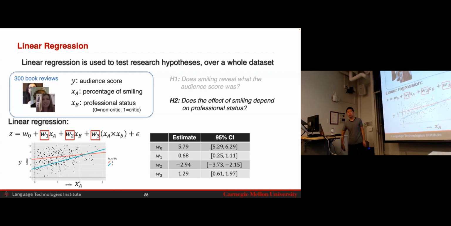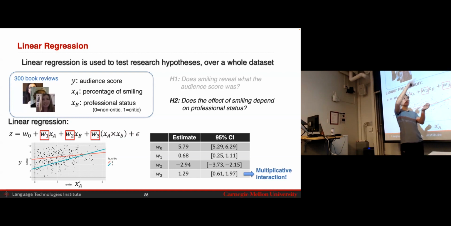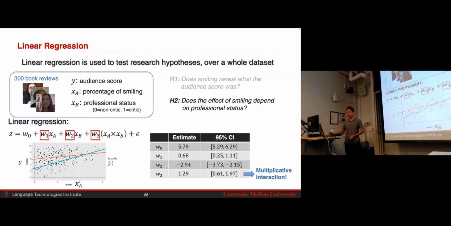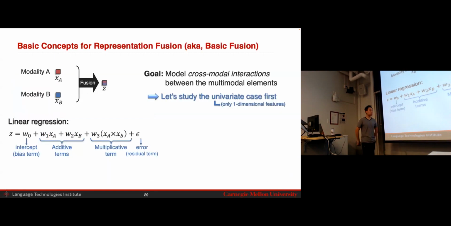And this multiplicative effect therefore gives you even more expressive models than if you just had individual additive effects added up, which then gives more expressive models than only using one of the features and not both of the features. So over here, W3 shows a multiplicative interaction. And in this case, the multiplicative interaction is positive, essentially saying that when I go from not critic to critic, and when I smile more, that gives a more positive effect on predicting what the audience score is. So yes, a simple example and illustration of when multiplicative interactions can be more expressive than just additive interactions.